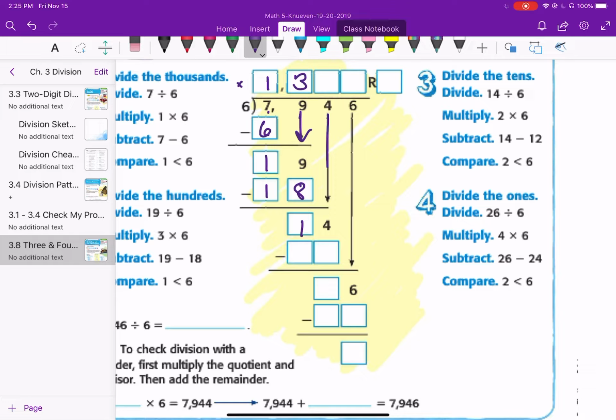Then we bring down our 4. 6 goes into 14. We're looking at that and saying, oh, twice, because 2 times 6 is 12. I now subtract, and I get 2. 2 is less than 6. Good. We carry on. We bring down our 6. Do you see how this is a pattern of repetitive action, right?